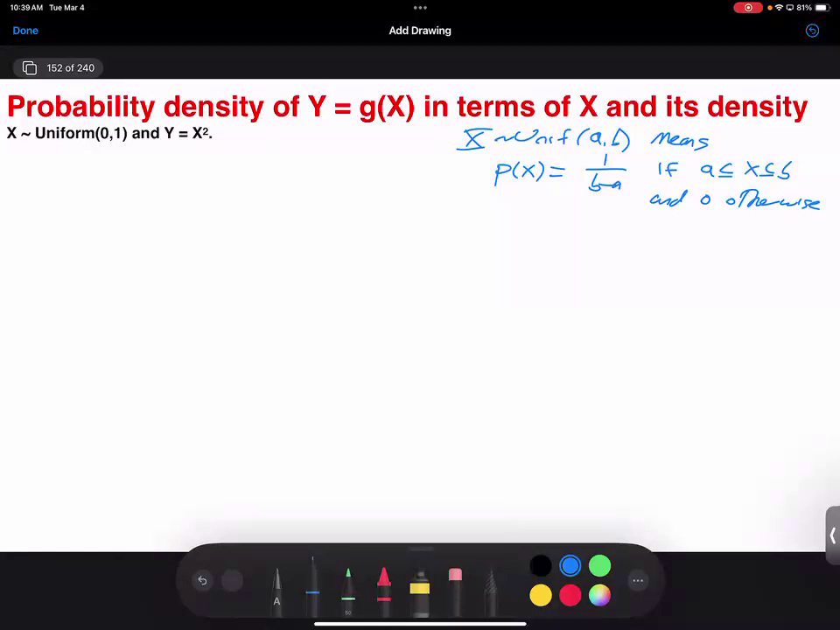So what I want to do now is I want to take a uniform random variable on 0, 1, and I want to square it. And I want to know, can I calculate what is the distribution of y equals x squared? What is its probability density?